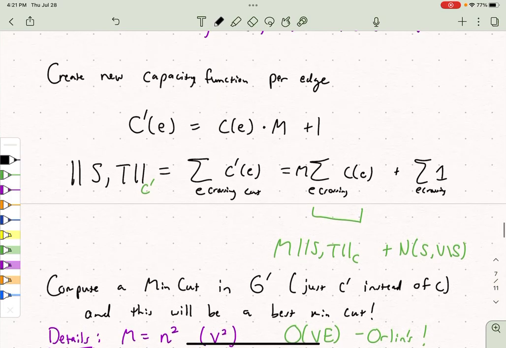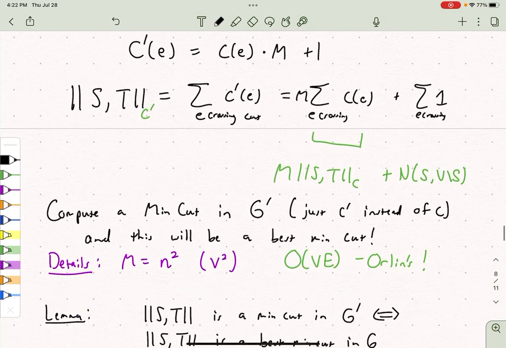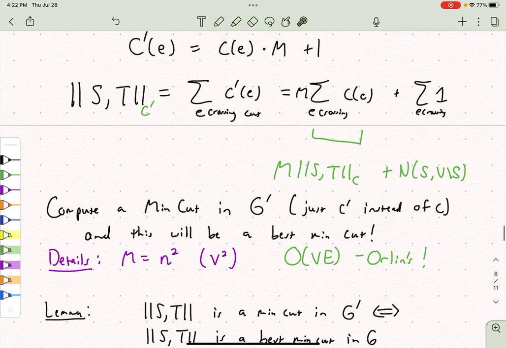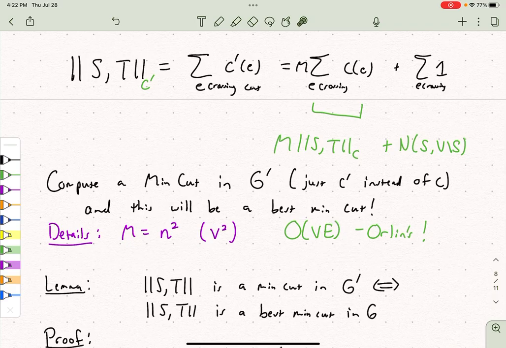So overall, what's our algorithm? Again, in O of V times E time, we can just basically modify the original min cut algorithm implicitly by using a different graph as input. So overall, we compute a min cut in this slightly different graph, and then the output solution will be the same. And that's all.